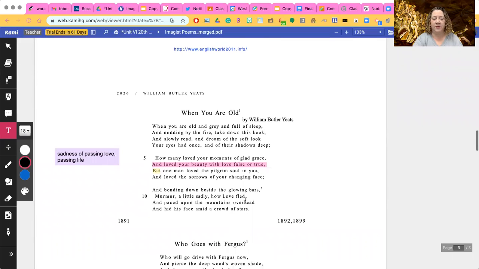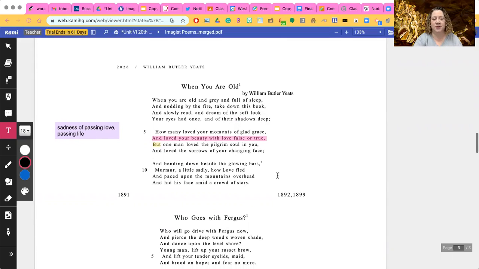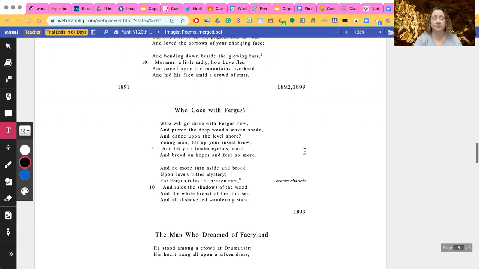This poem is about the passing of life and the passing of love, and how when you're old, you'll look back on the memories that you have. And it doesn't even say that those memories will make you happy. It just says you'll remember them and how you lived your life, basically. So there's this sadness that exists here in this poem because that's the time period.